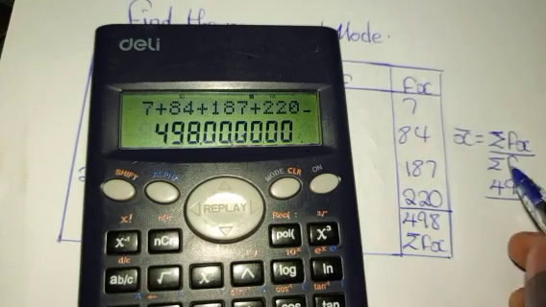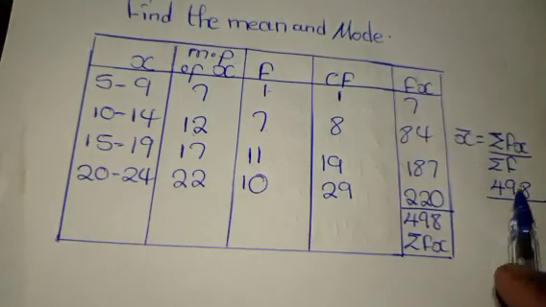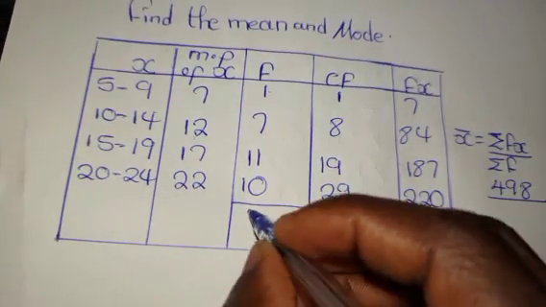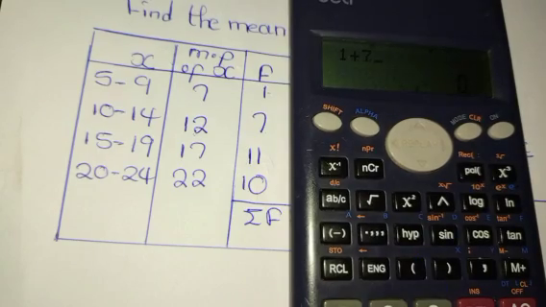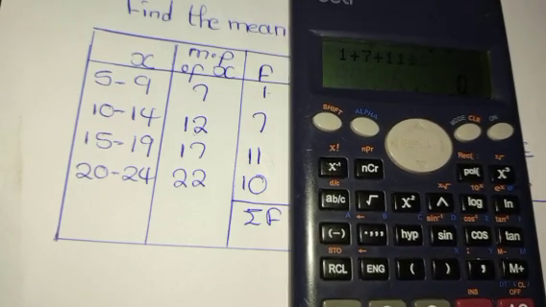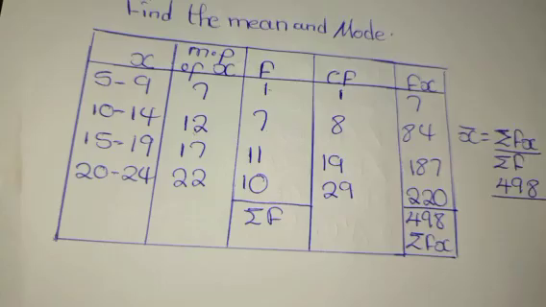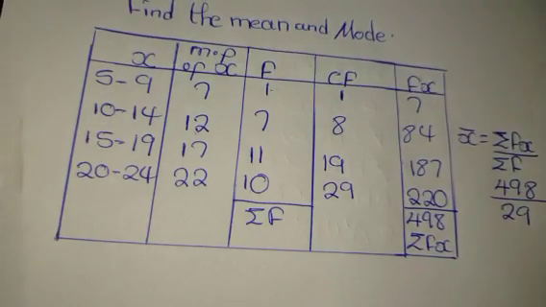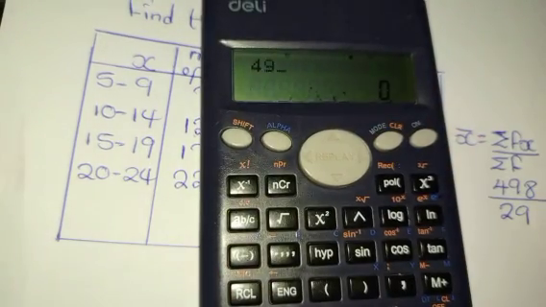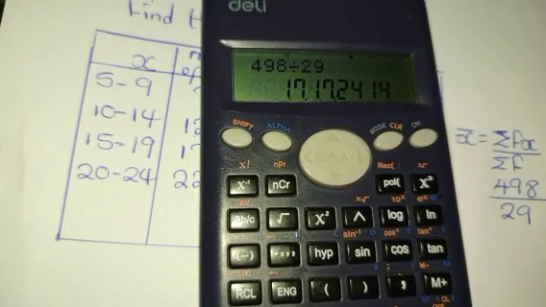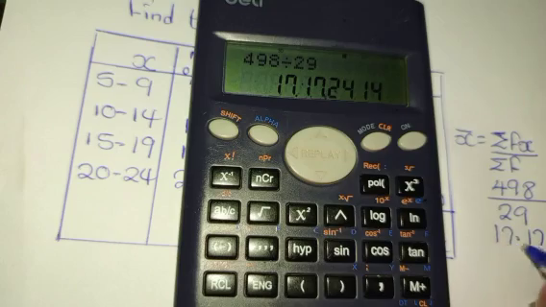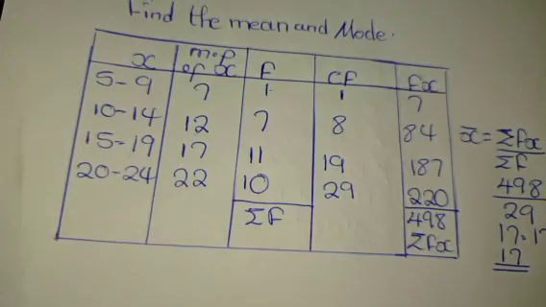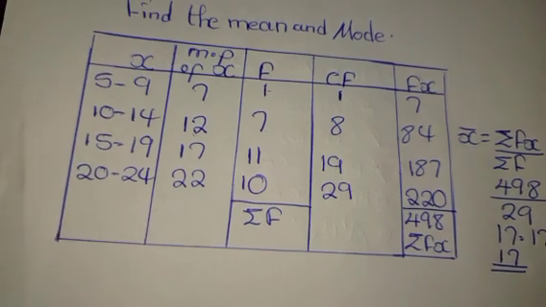Then we divide this by the summation of f, which is the summation of the class frequencies. So we just add 1 plus 7 plus 11 plus 10, and we get 29. Then we divide 498 by 29, we get 17.17. If we put this in its whole number, it is just 17. So this is how we calculate the mean value.